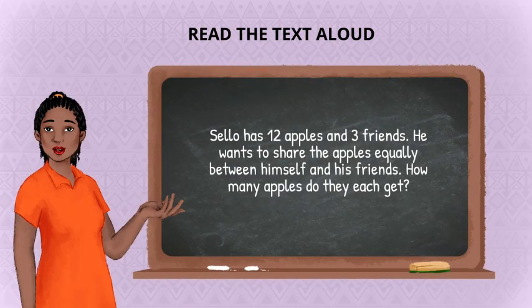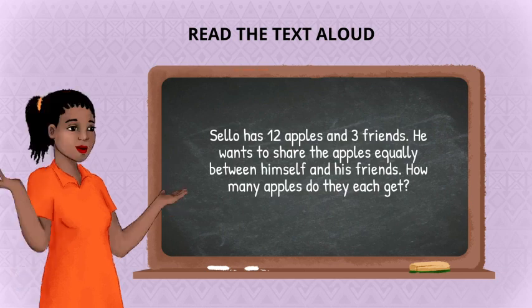Selo has 12 apples and 3 friends. He wants to share the apples equally between himself and his friends. How many apples do they each get?